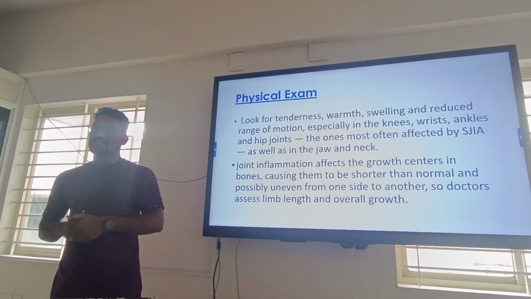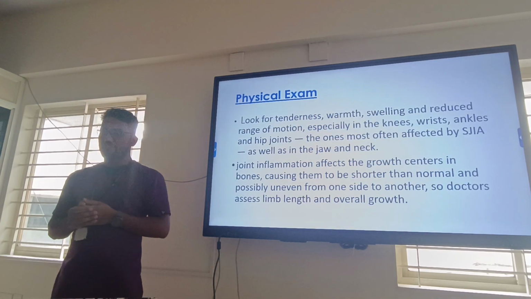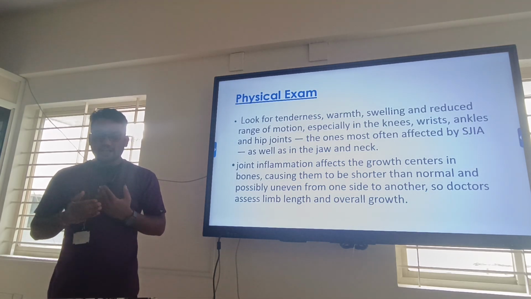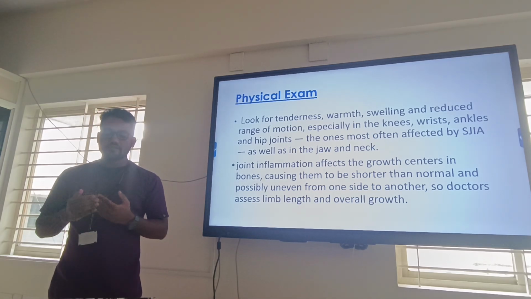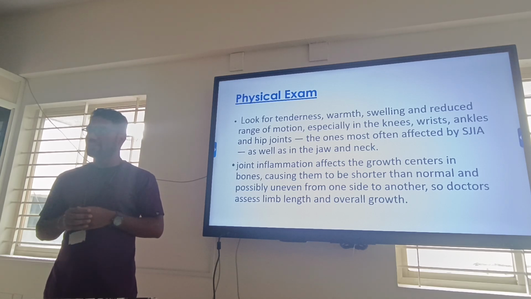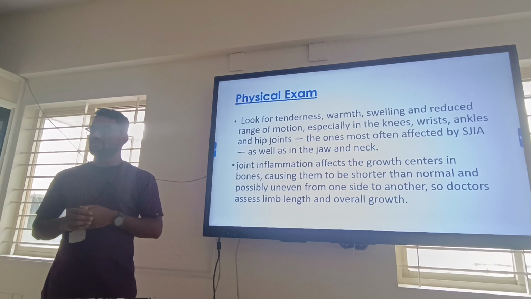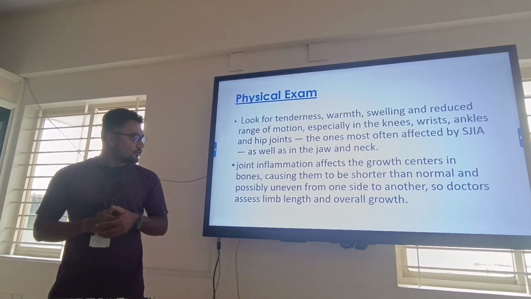Next is the physical examination. Here we look for tenderness, warmth, swelling and redness, and the range of motion, especially of the joints which are affected. The knee, wrist, ankle and hip joints are the most affected in this disease. Apart from that, the jaw and neck are also affected; the patient will have stiffness in the neck and will not be able to move it.